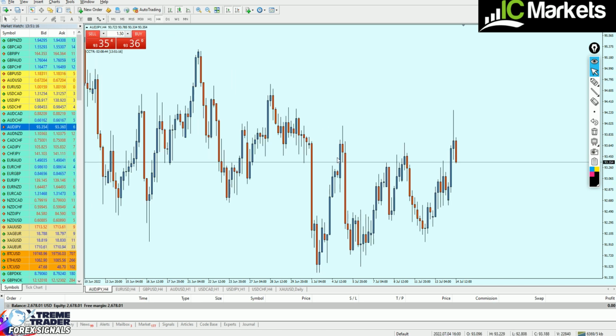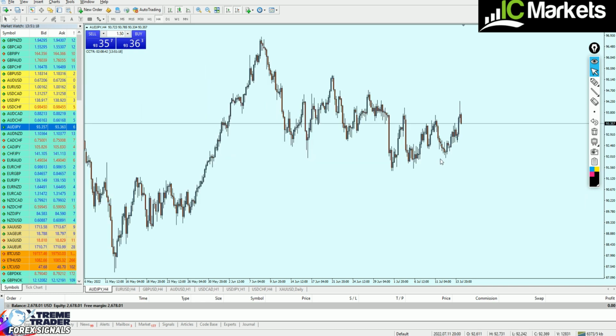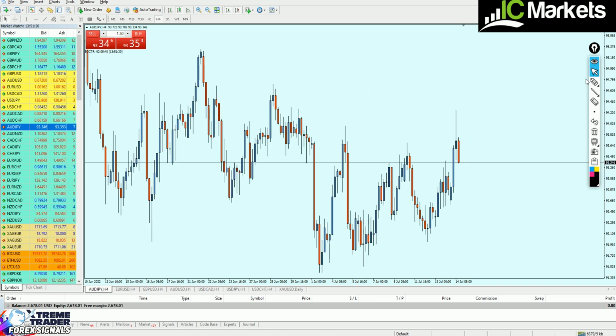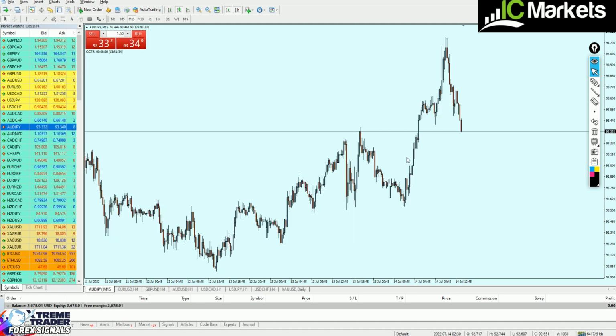Anyway, AUDJPY is actually showing us something very good. We can see that the market has also created a pin bar right here, and it seems like the market has also failed to break out from that resistance. Very similar to the NZDJPY as well. Going now back to the 50-minute time frame, this is good.